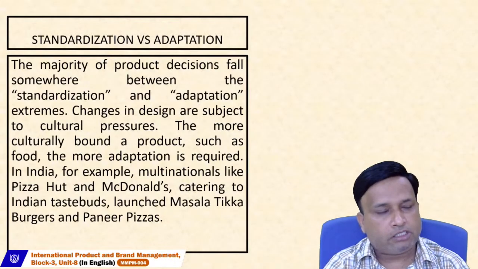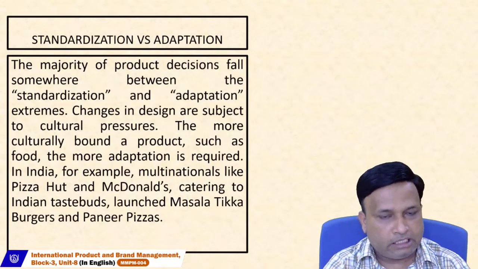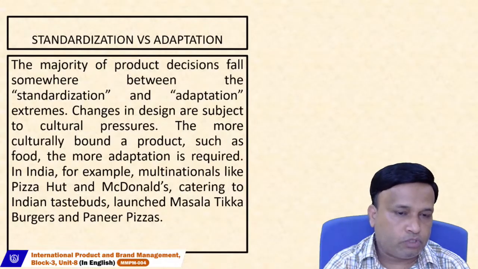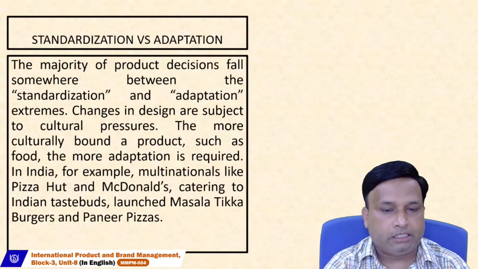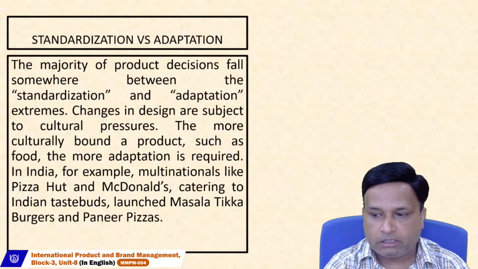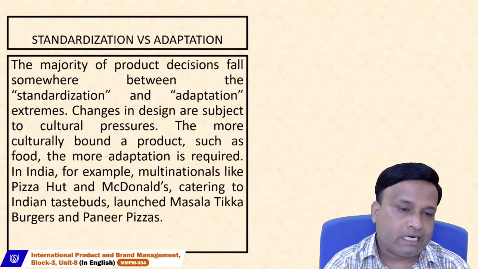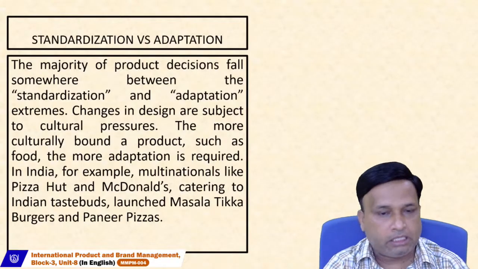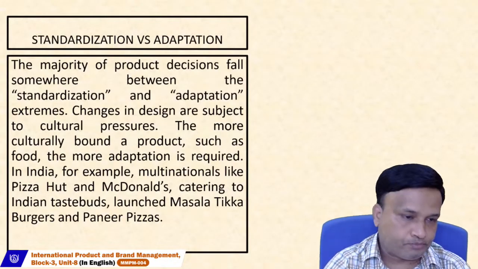So the majority of product decisions fall somewhere between standardization and adaptation. Changes in design are subject to cultural pressures. The more culturally bound the product, such as food, the more adaptation is required. If it is food or clothing, it requires a lot of changes, so you have to go for the adaptation strategy. But if it is technology like Sony or iPhone, it does not require so many changes, so it requires a standardization strategy.